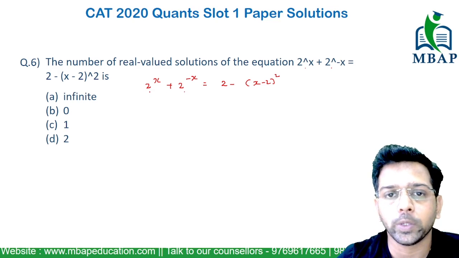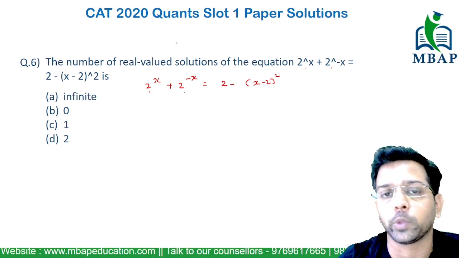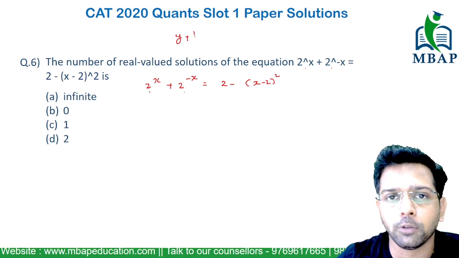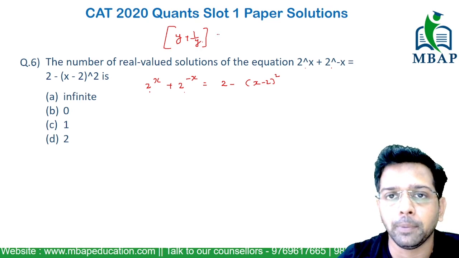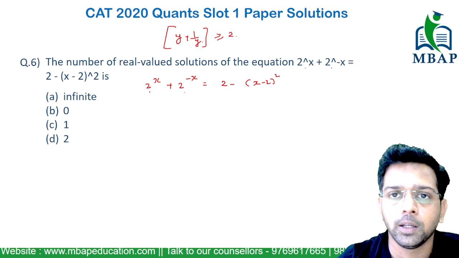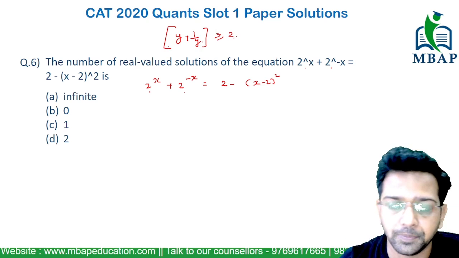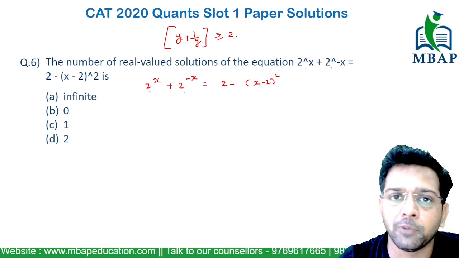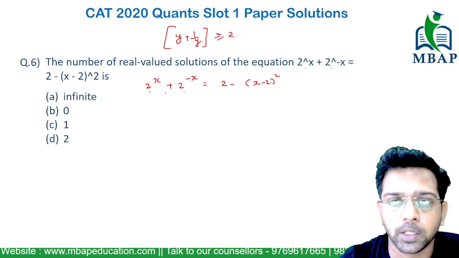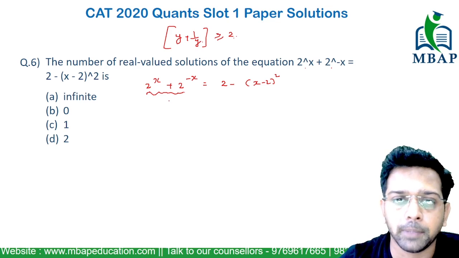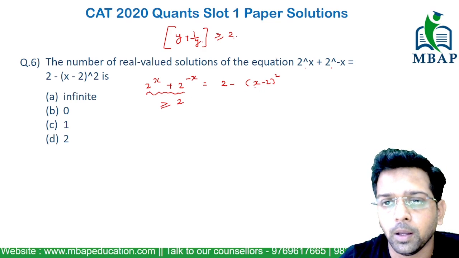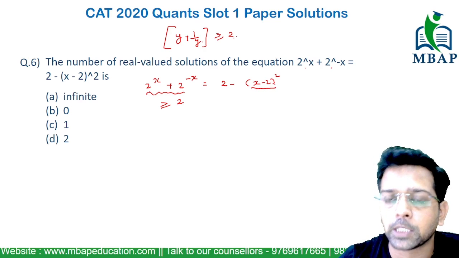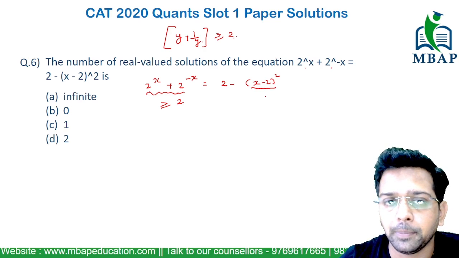Now this is 2 raised to x plus 2 raised to minus x, which is 1 upon 2 raised to x. This looks like an expression of y plus 1 upon y. We know the minimum value of this expression will be what? Will be 2 and beyond. The minimum value possible will be when y will be equivalent to 1. Right? So let's take the LHS. My LHS is a value which is more than or equivalent to 2. My RHS, if I come to (x minus 2) the whole square, will definitely be a value which is more than or equal to 0.